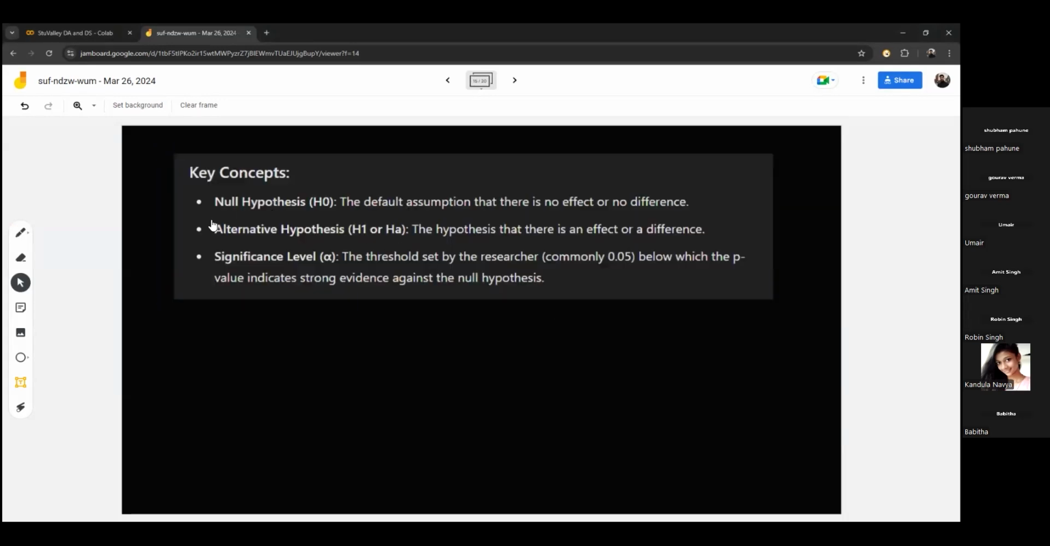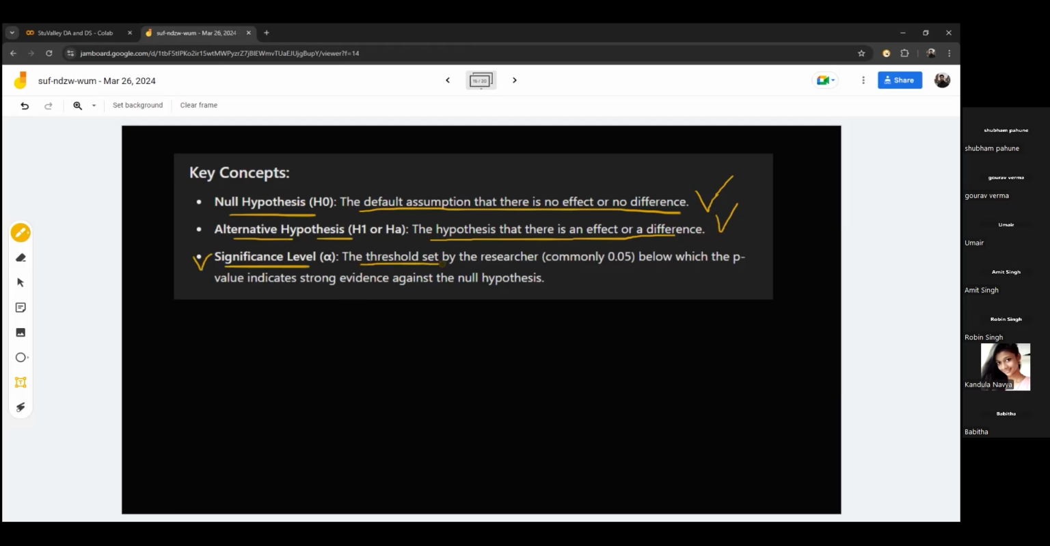Key concept is null hypothesis. Null hypothesis: the default assumption that there is no effect or no difference. We'll assume that there will be no effect. But if after testing we get a very significant result, then we'll say that the alternative hypothesis might be true: the hypothesis that there is an effect or a difference. Before you make a test, there should be two conditions on which you are performing the test. Otherwise, what are we working on?